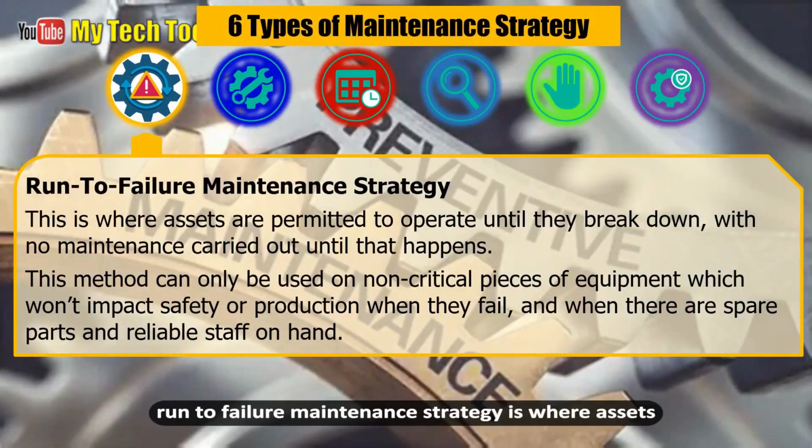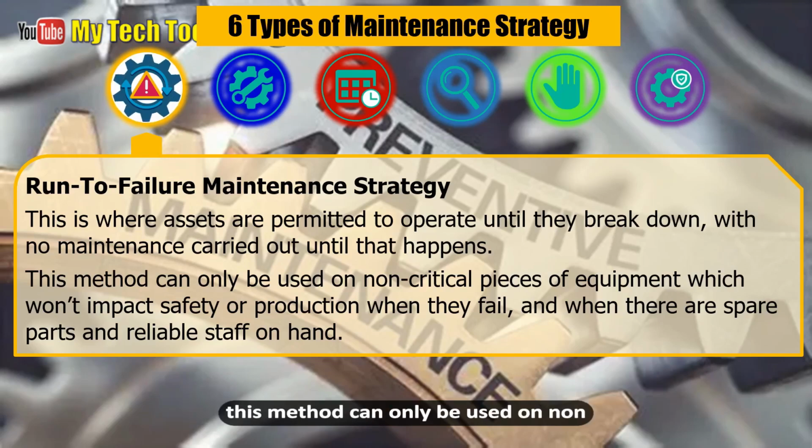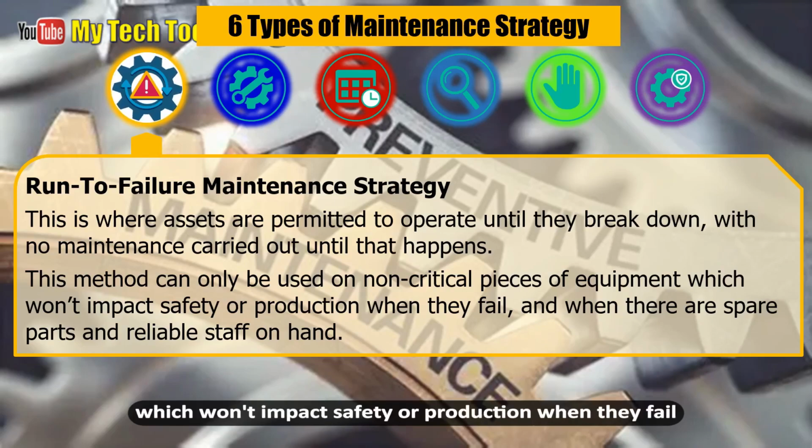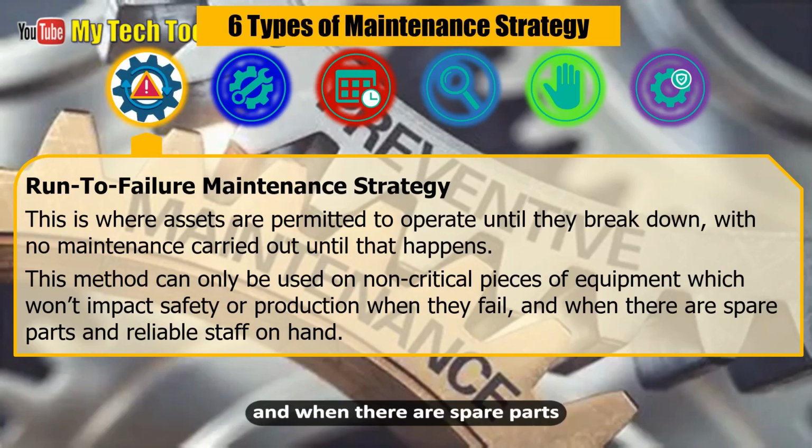Run-to-failure maintenance strategy is where assets are permitted to operate until they break down, with no maintenance carried out until that happens. This method can only be used on non-critical pieces of equipment which won't impact safety or production when they fail, and when there are spare parts and reliable staff on hand.